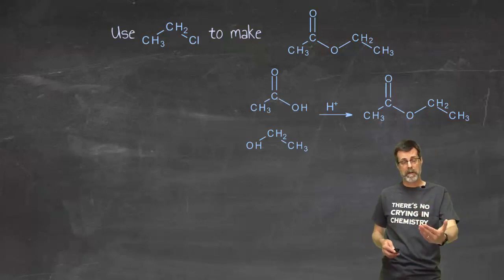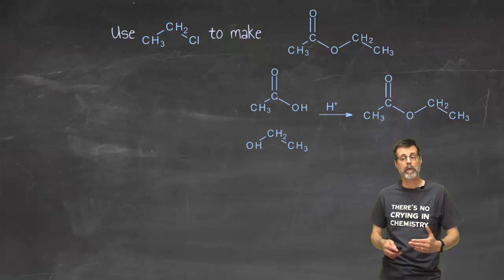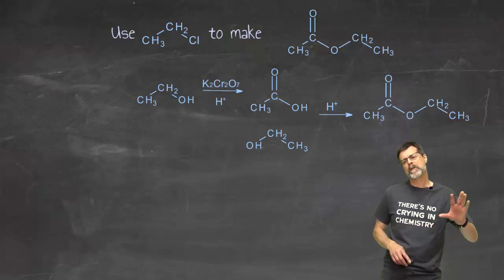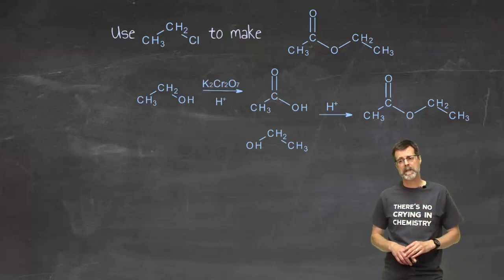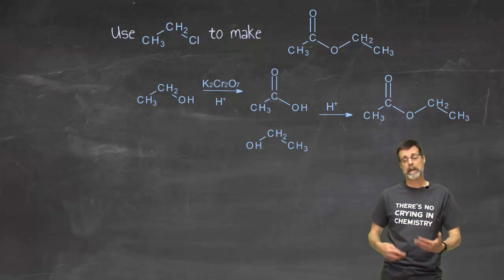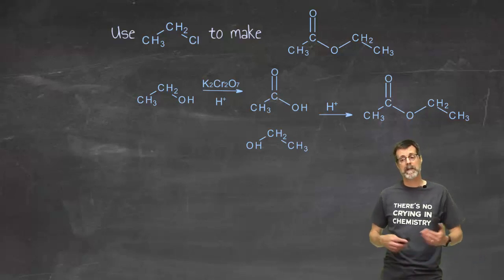So each one of those functional groups, the carboxylic acid above and the alcohol below, I need to be able to make from that 2-carbon alkyl halide. So if I look at the top one, the carboxylic acid, how do I make a carboxylic acid? Well, I can oxidize an alcohol. I could also oxidize an aldehyde, but a better option is to oxidize the alcohol.